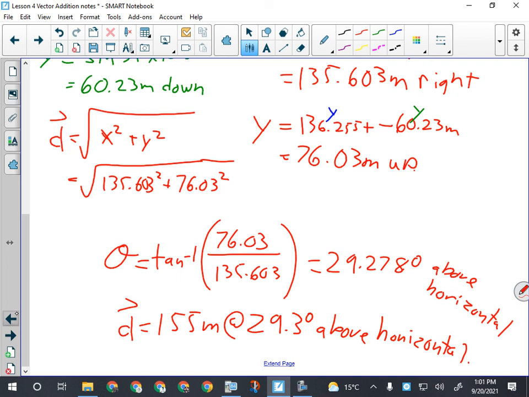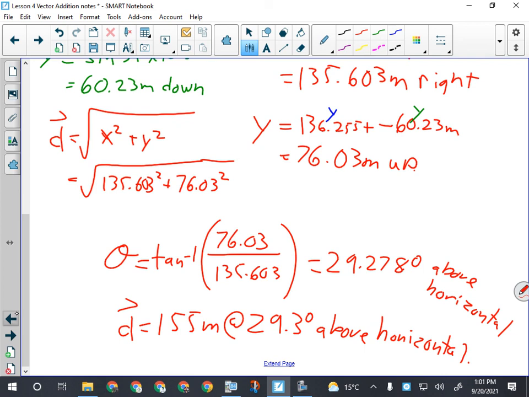Could there be another correct answer? The answer is yes, because I could have drawn my resultant triangle the other way, meaning I wouldn't get 29.3 degrees, I would get the complementary angle, which would be 30.7 degrees from the vertical axis, the y-axis, or right of vertical. So it is possible to get two different vectors. There isn't a different possibility for the magnitude. That would be the same for both.